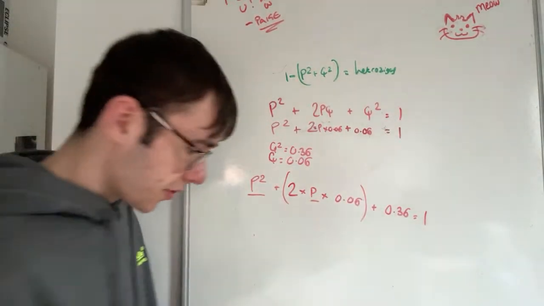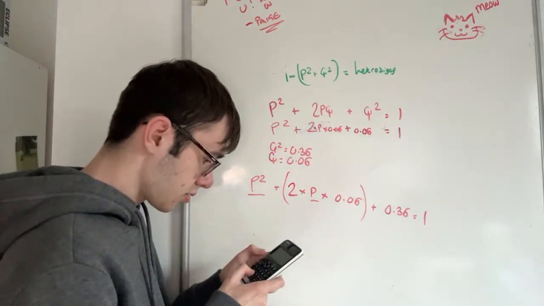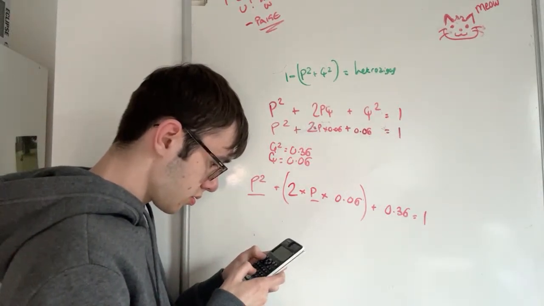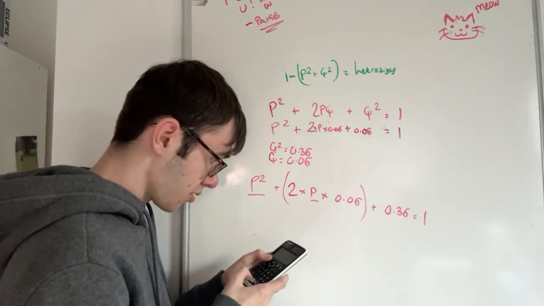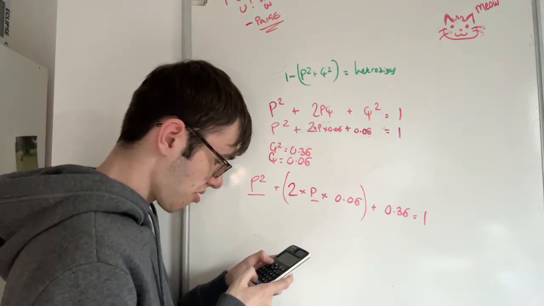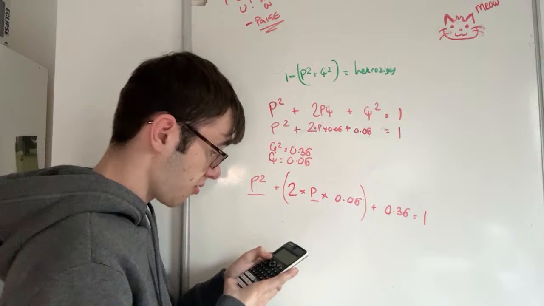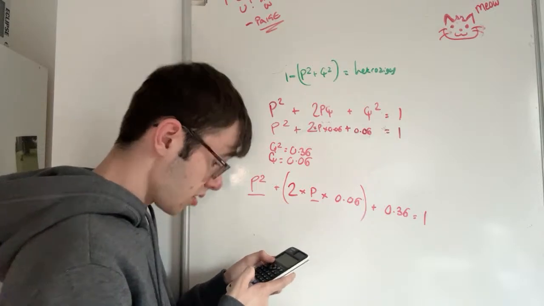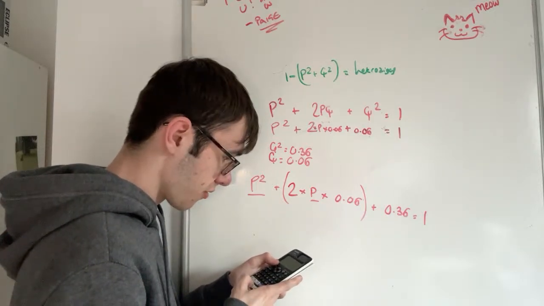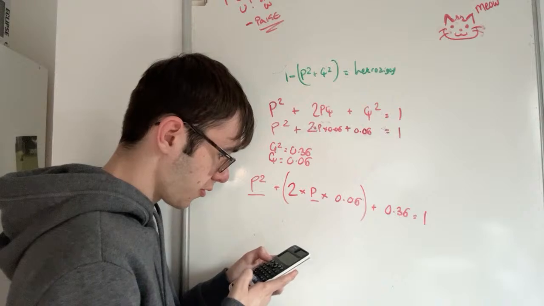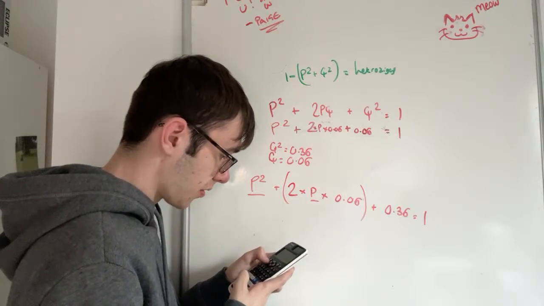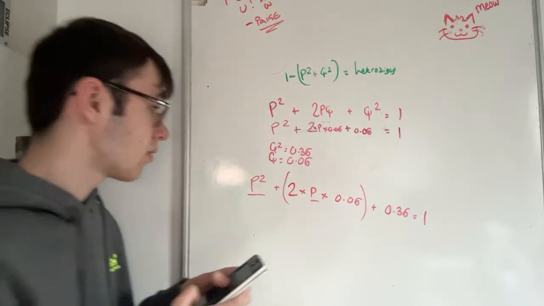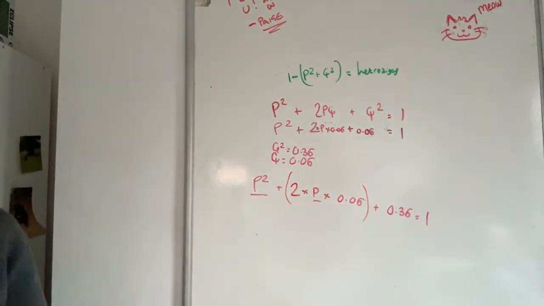Wait, no, that means I put it in the calculator wrong. D squared plus 2 times d times 0.06 plus 0.36 equals 1. 0.742. And the correct answer is 48%.